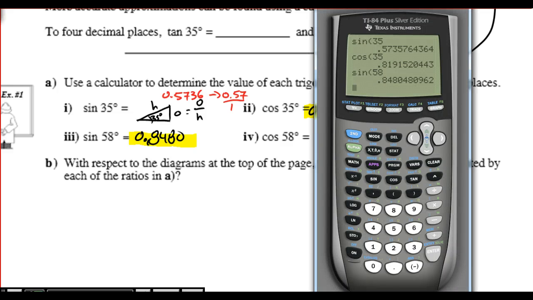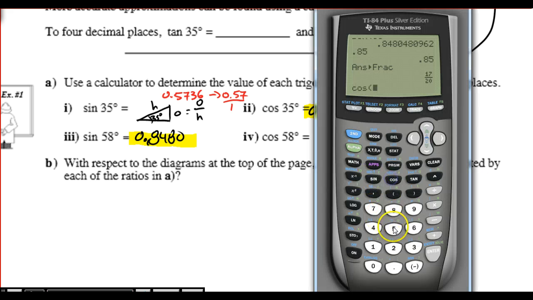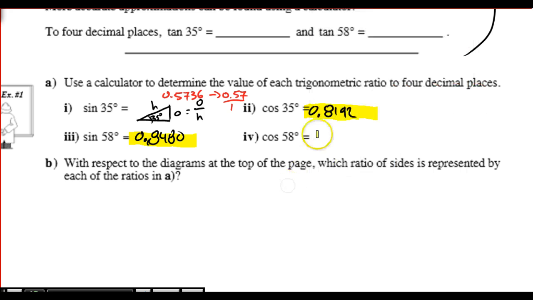Let me show you a little trick with the calculator. If I were to make this 2 decimal places, 0.85, and then I hit enter, and if I go math and hit fraction, it'll turn that decimal into a fraction, so 17 over 20. So you can get an actual example of the length of the 2 sides. All right, cos 58 is the final one. Cos 58 is 0.5299. That is the last one.